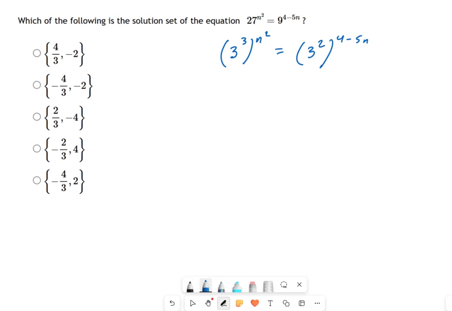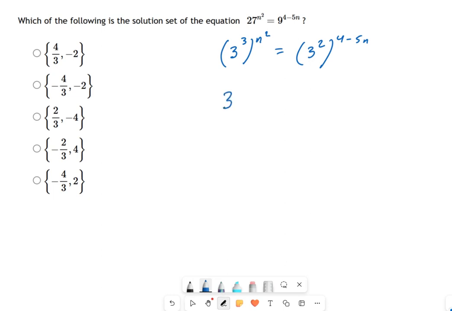Now, I think this is really great progress, because if we can just get those 3 base numbers, the biggest 3 that's on the bottom, by itself with just an exponent, then we can make some progress here. But the problem is I have multiple exponents going on. I have a 3 and an n squared on the left. I have a 2 and a 4 minus 5n on the right. So we have to remember exponent rules.